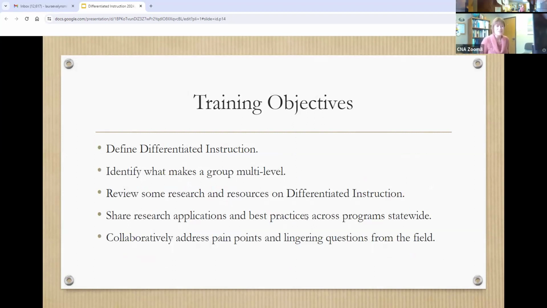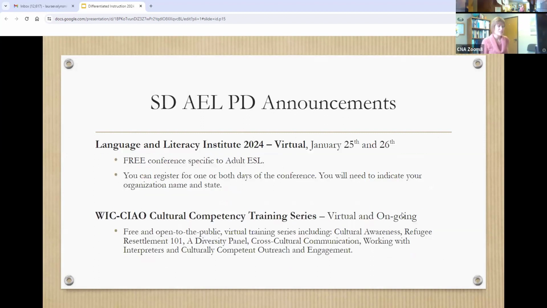These were our objectives for today. I hope you feel that we were able to touch on all of these objectives. If you have lingering questions, please don't hesitate to reach out or to work together on that in your local programs or even statewide. Feel free to reach out.